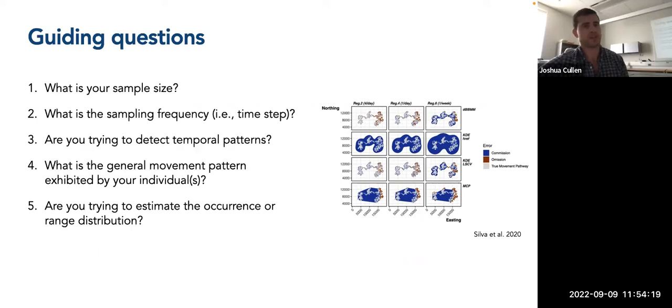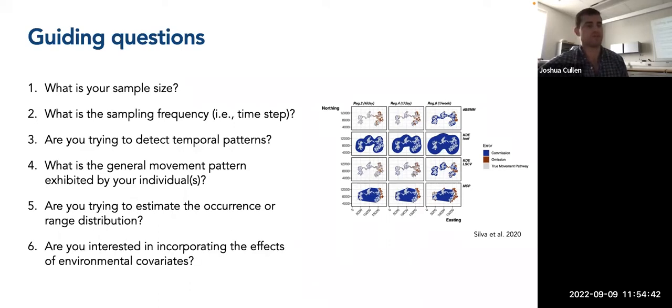Are you trying to estimate the occurrence or the range distribution? I touched on this earlier today, but essentially, are you trying to estimate the area that the animal already used when you tracked it? Or are you trying to also allow for a potential future use that it hasn't used yet, that you want to account for its total, let's say, home range? Is that of interest to you?